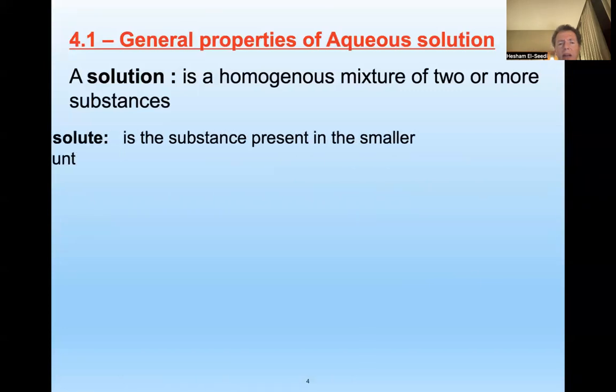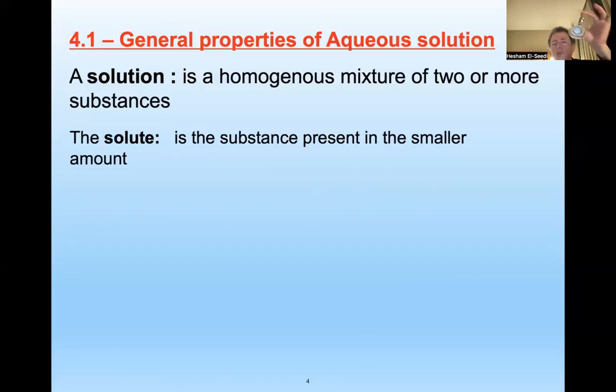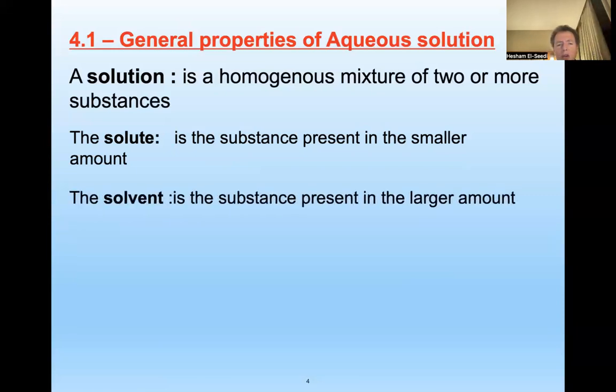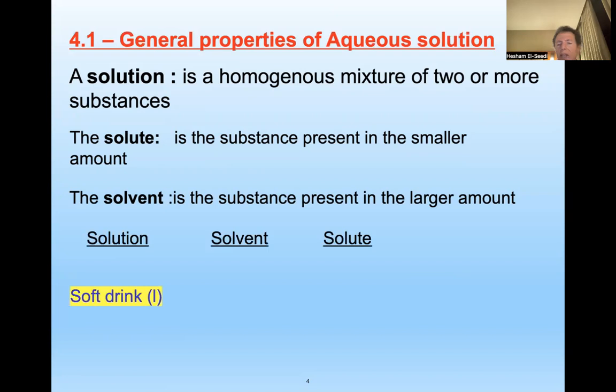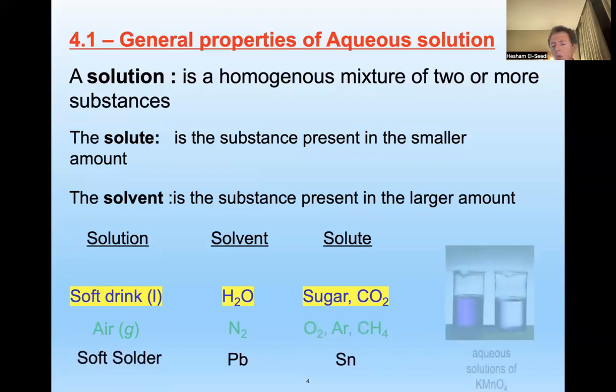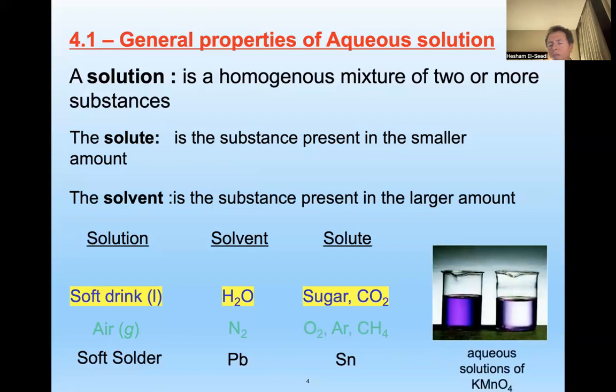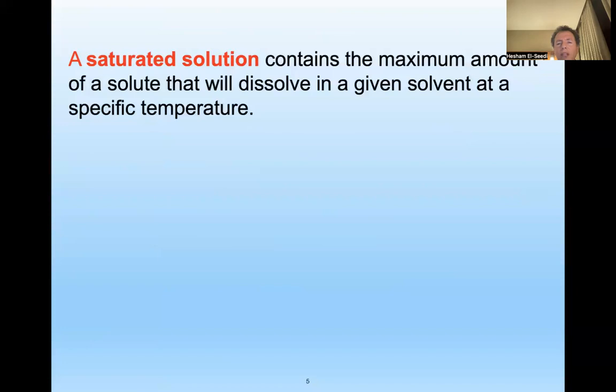A solute is a substance present usually in a small amount, while solvent is usually present in a large amount, like water. Let us take an example of a solution like a soft drink, where the solvent is water, while the solute is sugar or salt, etc. Take also potassium permanganate, for example. When it dissolves, it gives such a clear solution. What about saturated solution?